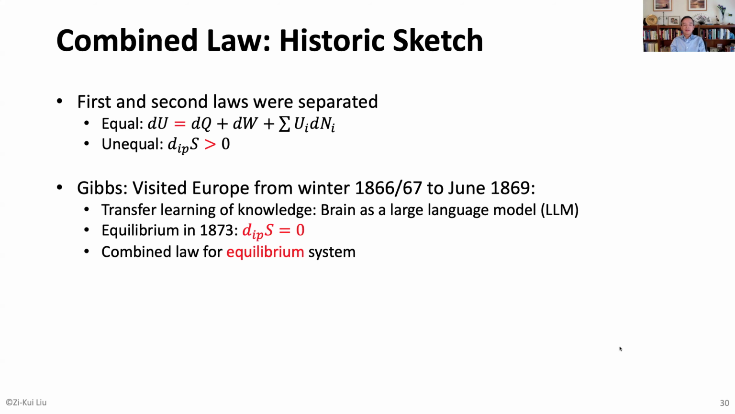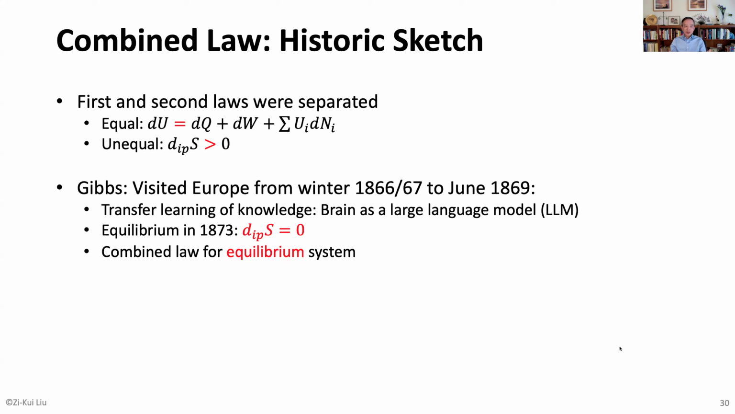And here Gibbs visited Europe from the winter of 1866 to June 1869. And I call this transfer learning of knowledge. Gibbs was educated in the United States. He had knowledge of science. Then he went to Europe, to France and Germany, and he learned new knowledge. He transferred his brain, so to speak, like today, when we're talking about machine learning, large language models. So he realized these two laws, the first and second laws.